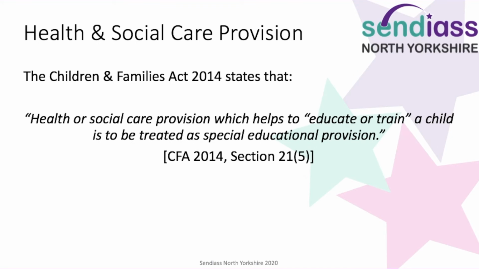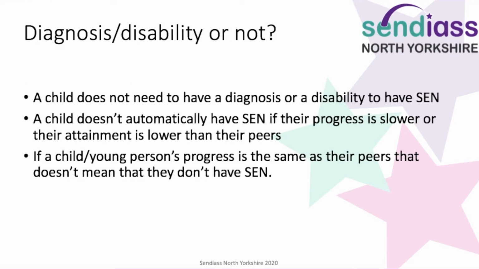Health and social care provision. The Children and Families Act 2014 says health or social care provision which helps to educate or train a child is to be treated as special educational provision. For example, occupational therapy which helps a child with their fine motor skills to aid their handwriting must be considered as special educational provision. Another example would be a child or young person who needs speech and language therapy, which also must be considered as special educational provision.